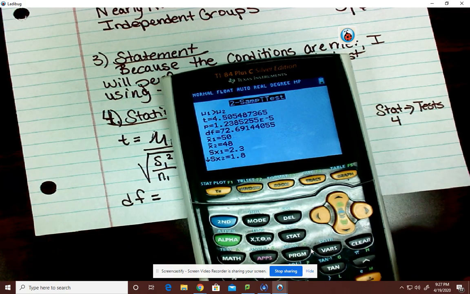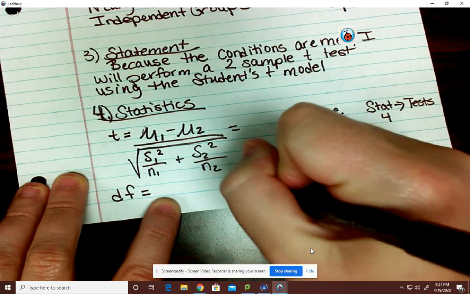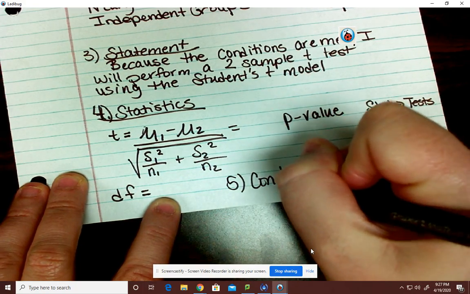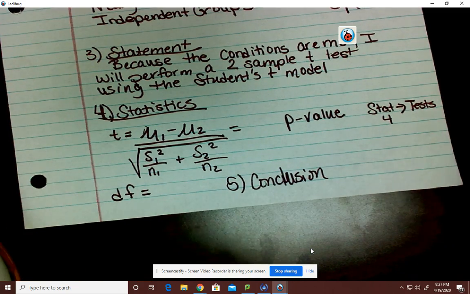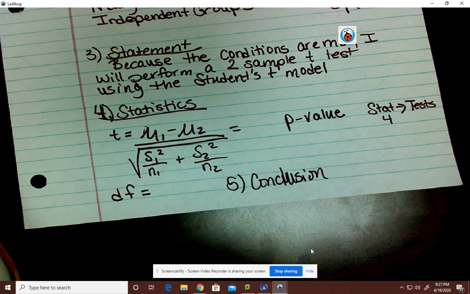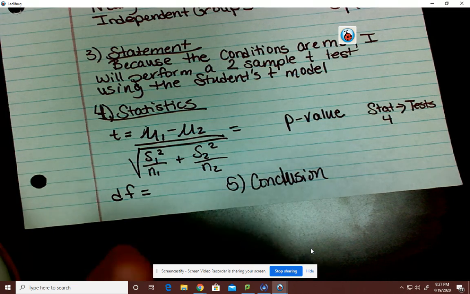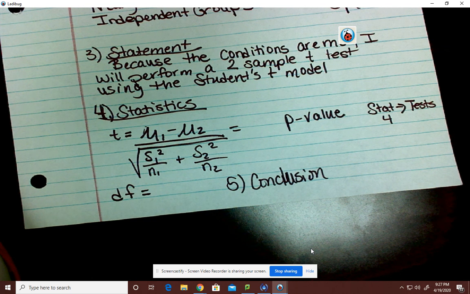All right, and then lastly, your conclusion, same thing. We're doing much better with the conclusions now. So using an alpha level of 0.05, I reject or fail to reject the null hypothesis. There is or isn't evidence for whatever the question says.